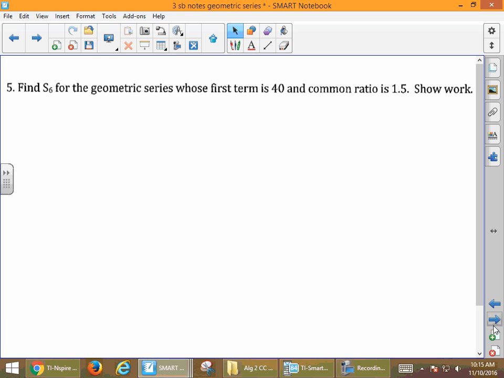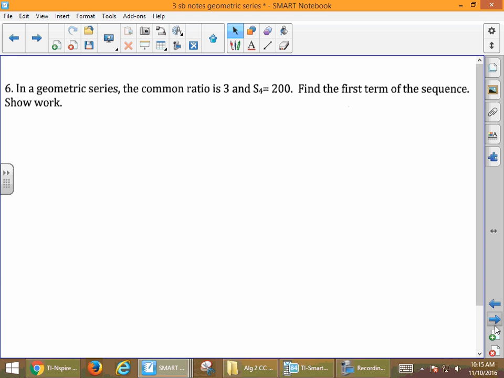So I think it'll be a little bit better for us if we try to apply our formula a little bit more than just doing the same thing over and over and over again. And so it says, in a geometric series, the common ratio is 3, and S sub 4 equals 200. And the thing about S sub 4, what it means is the sum of the first 4 terms is 200. And then it says, find the first term of the sequence, and we need to show our work.